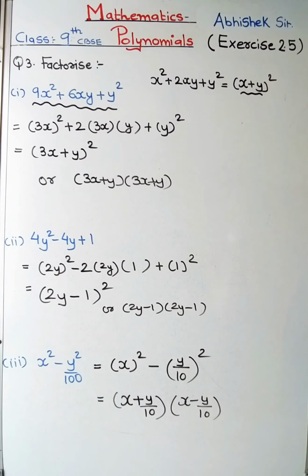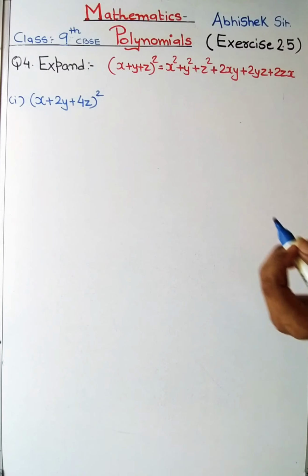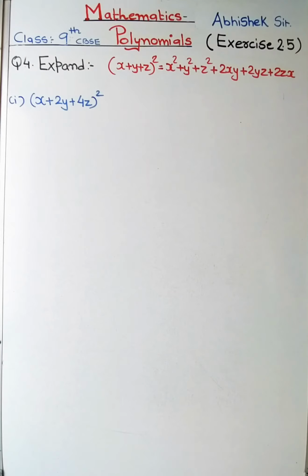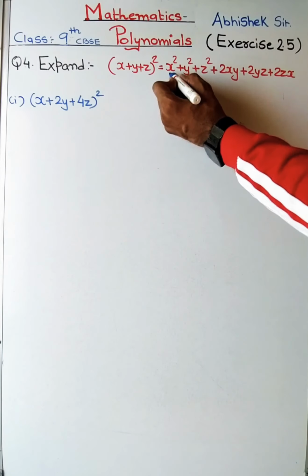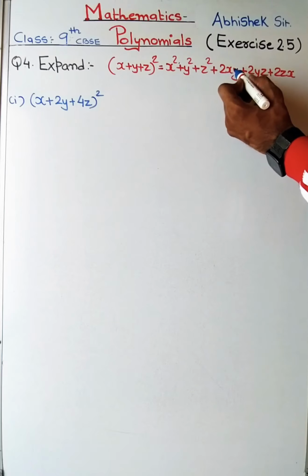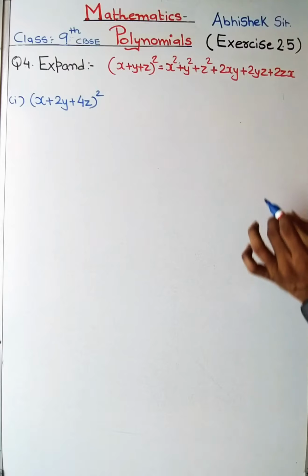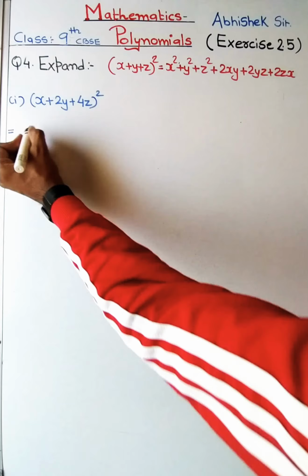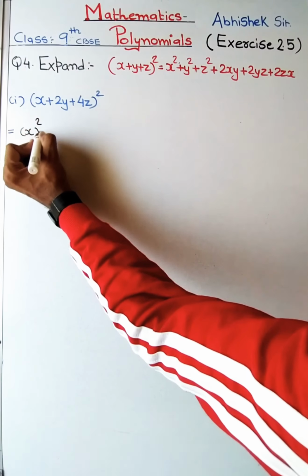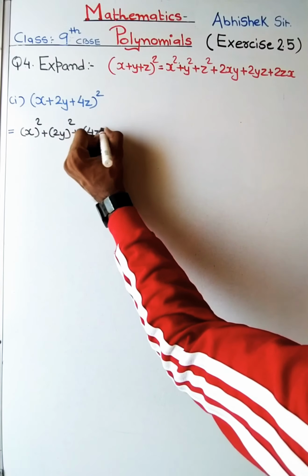Moving on to question number 4. In question 4, it is expand using suitable identity. For the whole question, we can see that there are 3 different terms. So we will be using this identity, x plus y plus z whole square equals x square plus y square plus z square plus 2 into x into y, 2 into y into z, 2 into z into x. Clear? So by this, let us solve the first question, that is x plus 2y plus 4z. So here we have first term square, second term square, and third term square.